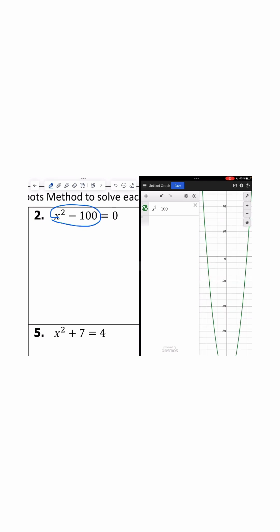So there's my graph of x squared minus 100. I'm going to look at where it crosses the x-axis. I don't care about the y-axis. I just care about the x-axis. And there are our 2 points where it crosses the x-axis. So our answer for this one will be x equals curly brace -10 and positive 10. Okay, so you can save yourself some time from doing the square roots and such. You can plug it into Desmos for that.